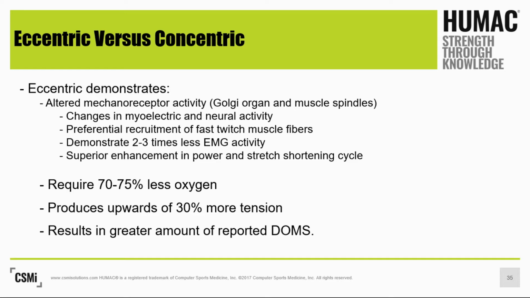Apart from the neurologic side, the muscle requires 70 to 75% less oxygen utilization for eccentric versus concentric when matched for load. Again, it's more efficient. All of these effects will result in about 30% greater force-producing capacity of the system eccentrically. The one downside to eccentric focus training is the amount of delayed onset muscle soreness that occurs.